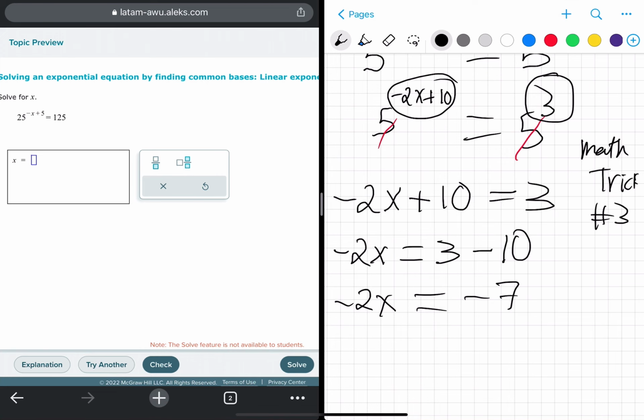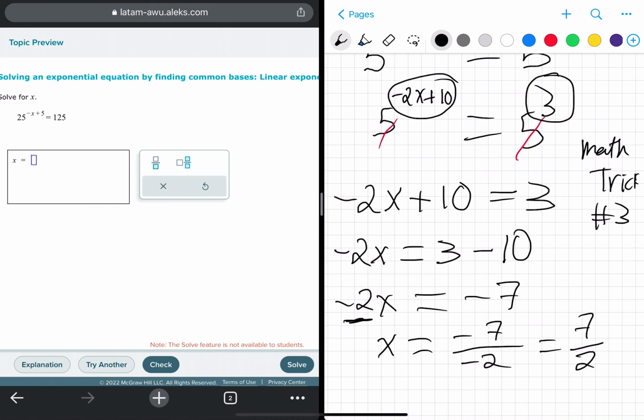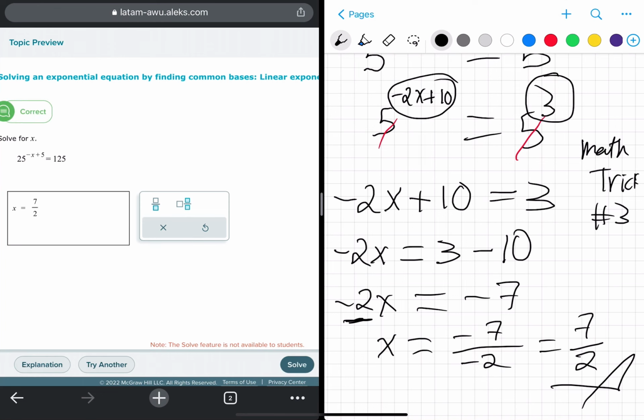And this minus 2, I don't want it there, so I'm going to move it to the right side, dividing. That is minus 7 over minus 2, and that is 7 over 2. And that is the answer to my exercise. So I click here, and you see that. 7 over 4, check. Easy.